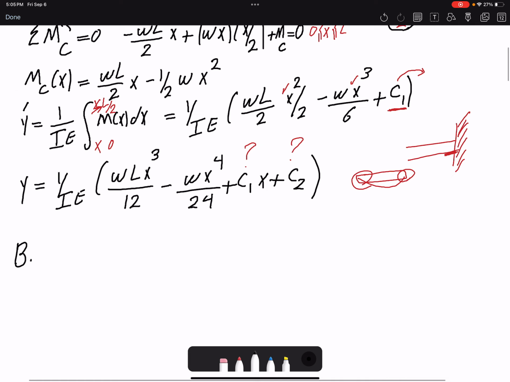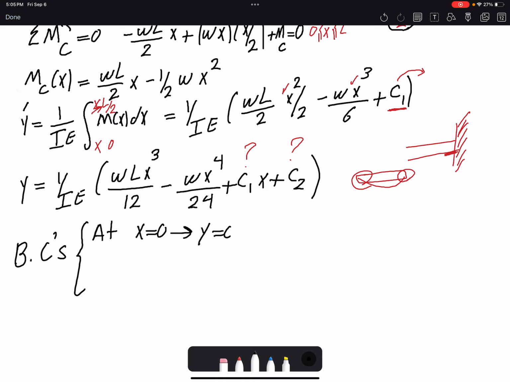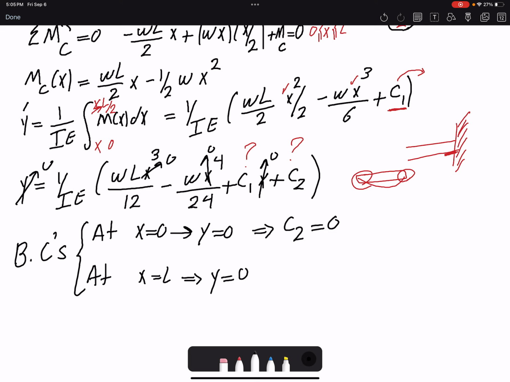So the boundary condition tells me at x equals 0, y is 0. So if I plug in 0 here, everything is 0, and then y would be 0, which means that C2 has to be 0. The other condition is that x equals L, y again would be 0, no deflection. Here it would be a little bit more complicated. I have to put L in and rearrange it, but at the end, trust me, that's what you get.